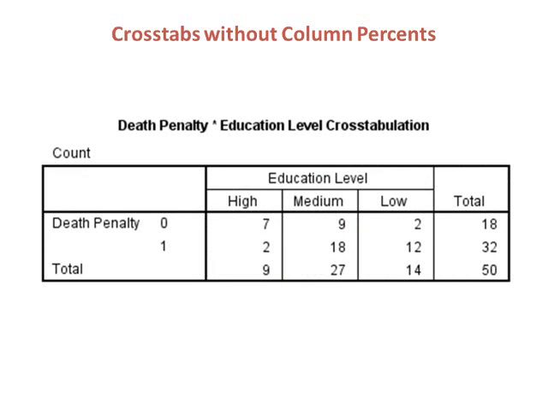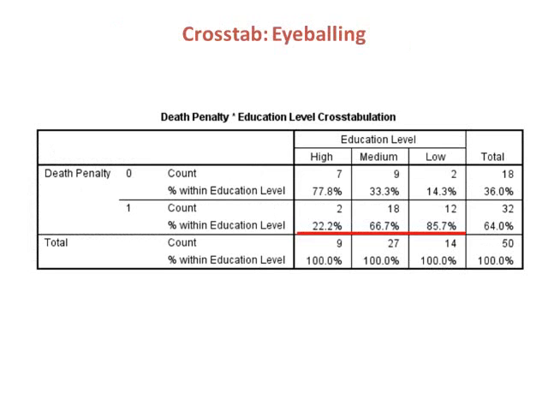We want the column percents. Here is the table without percents. It is hard to figure out if there is a relationship in the table, especially since the number of states at each level of education is so variable. However, if we eyeball the table with column percents included, we see a relationship right away. The likelihood that a state has the death penalty increases as the education level decreases. Only 22% of high education states have the death penalty. This percent rises to 67 among medium states and 86 among low education states.